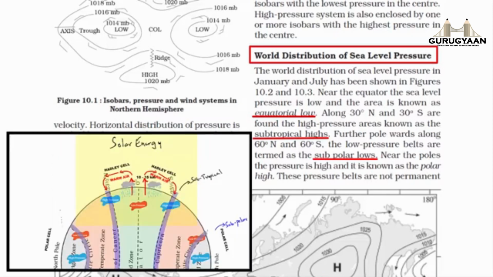So these are all high pressure and low pressure belts that are located on the Earth's surface at various latitudes.